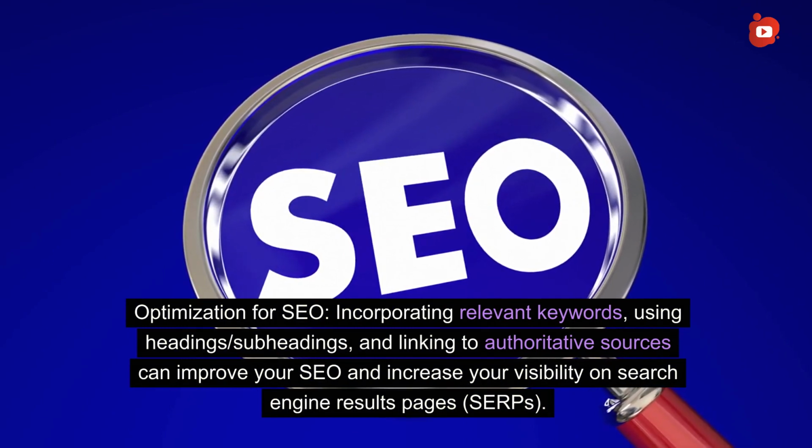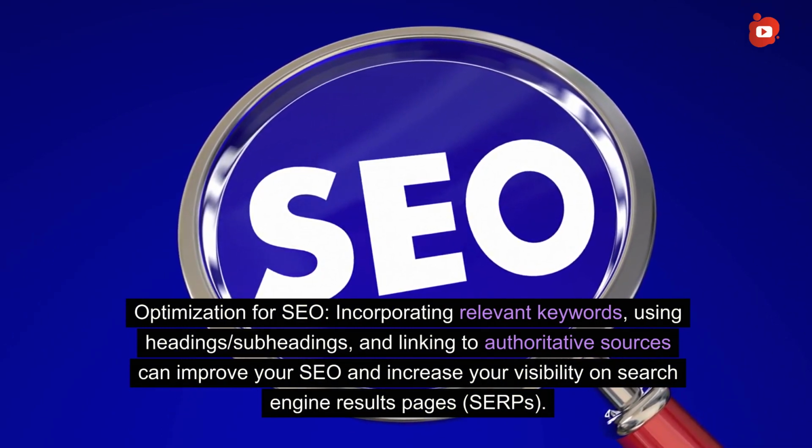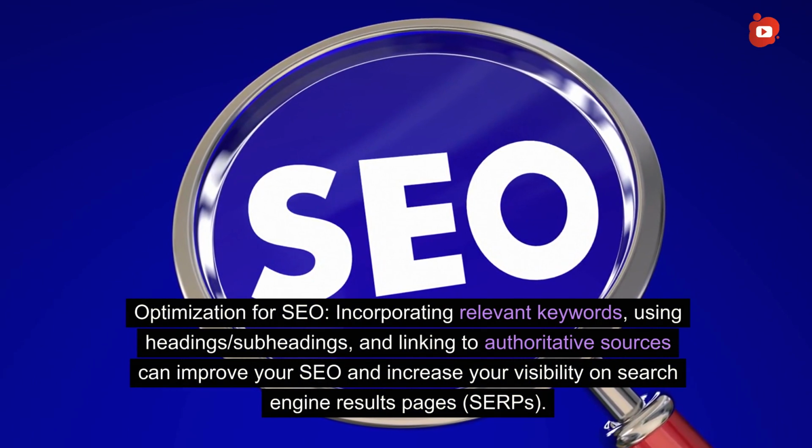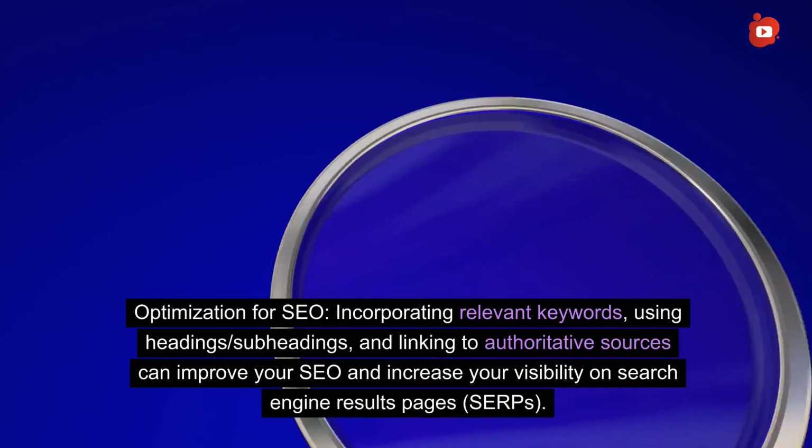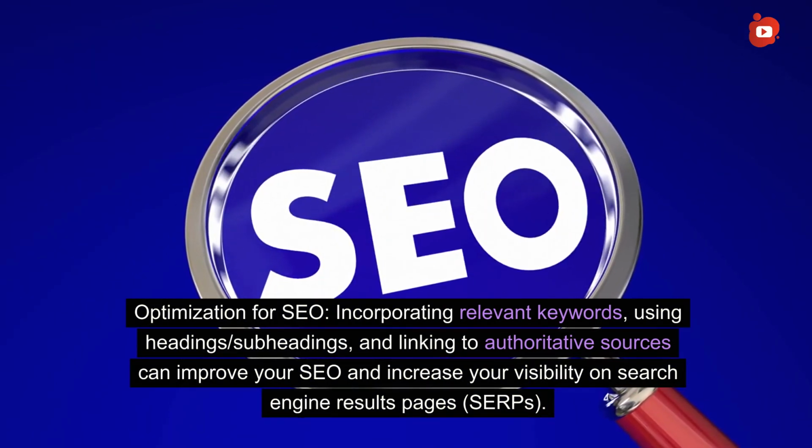Optimization for SEO. Incorporating relevant keywords, using headings, subheadings, and linking to authoritative sources can improve your SEO and increase your visibility on search engine results pages, SERPs.